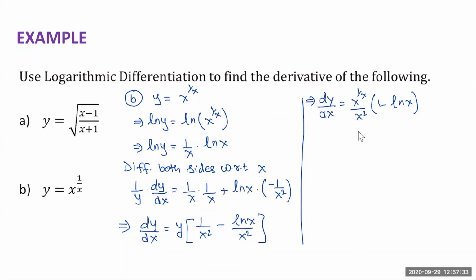Now you can simplify this a little bit because you have the same base there. You have x raised to 1 over x, the base is x. And here we have x with power 2. Whenever you are dividing, the power will be subtracted. So it will be x raised to 1 over x minus 2, because you have the same base. Then that is multiplied to, in the parentheses, 1 minus natural log x. So this is the derivative of the function y equal to x raised to 1 over x. So that is the end of the derivative of logarithmic functions.